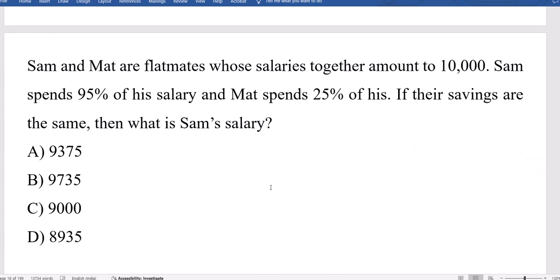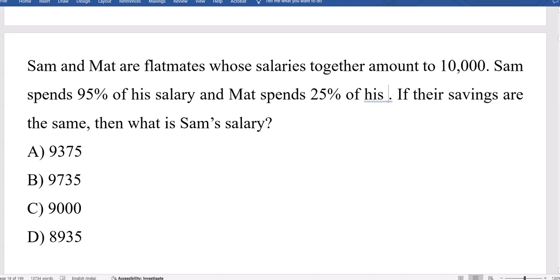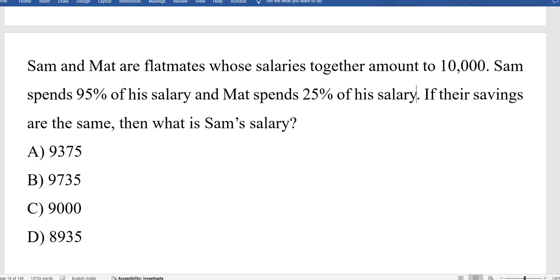Sam and Matt are flatmates whose salaries together amount to 10,000. Sam spends 95% of his salary and Matt spends 25% of his salary. Obviously, you can understand. If their savings are same, then what is Sam's salary? It's equation solving, very basic question.